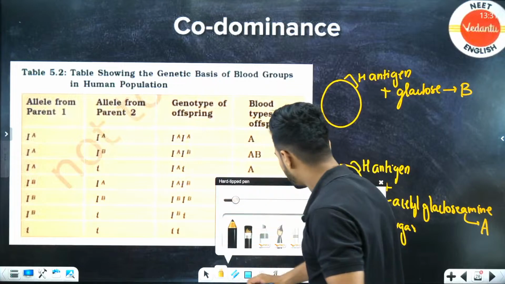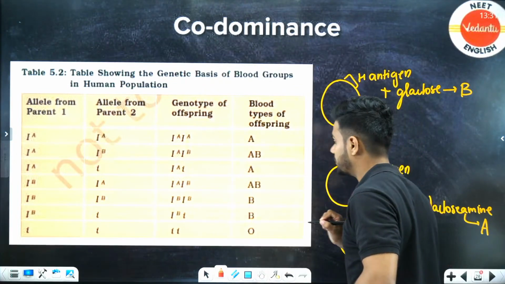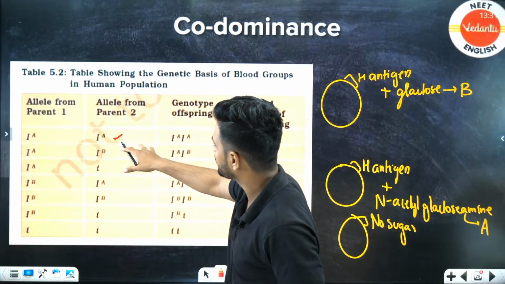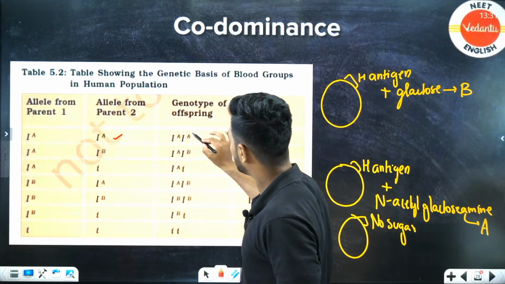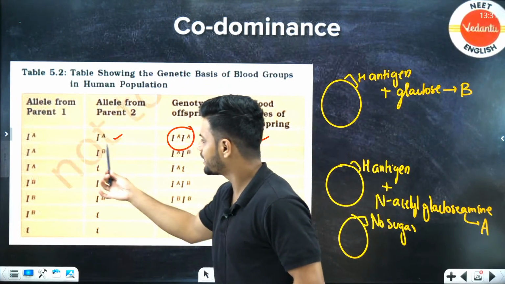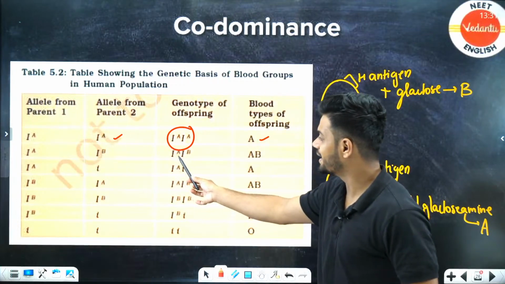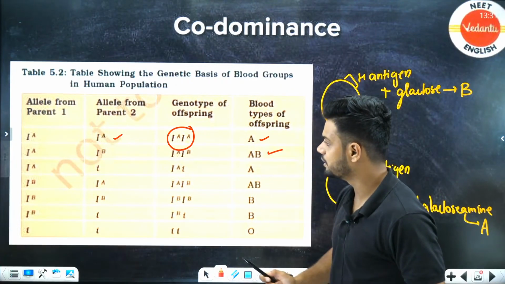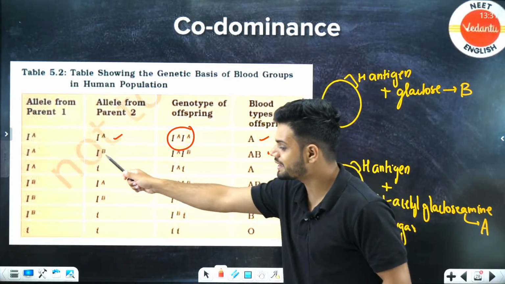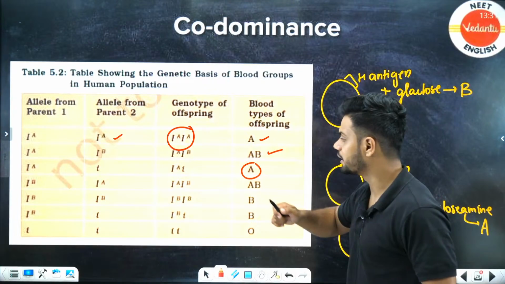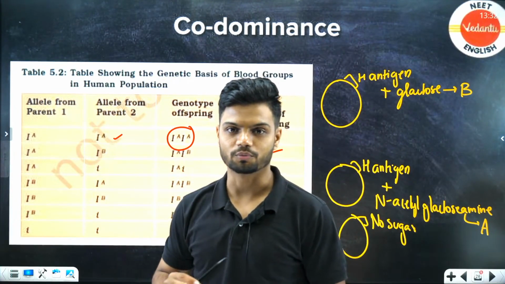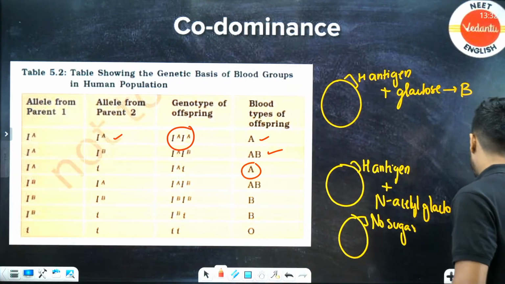Now here, if you look at this table, if a parent has IA, the blood grouping is going to be A. IA and IB both are dominant, so the blood group is going to be AB. One parent is IA, other parent is small i, so IA is dominant, so we end up getting blood grouping A. So based on that, you can tell the different types of blood group. This is very easy to understand now.